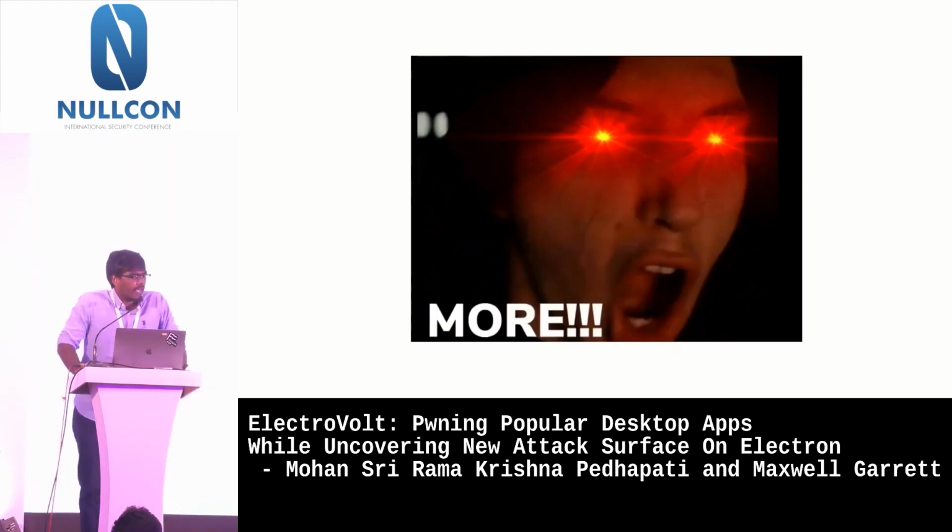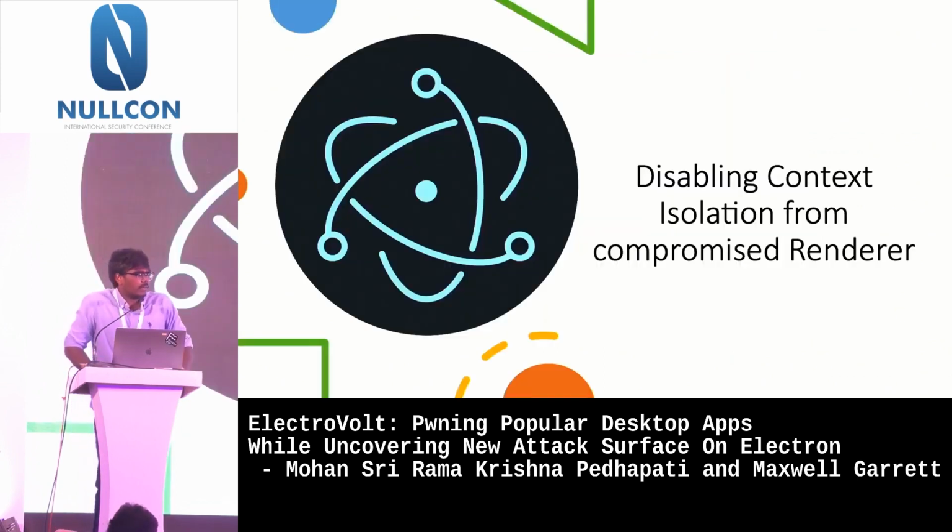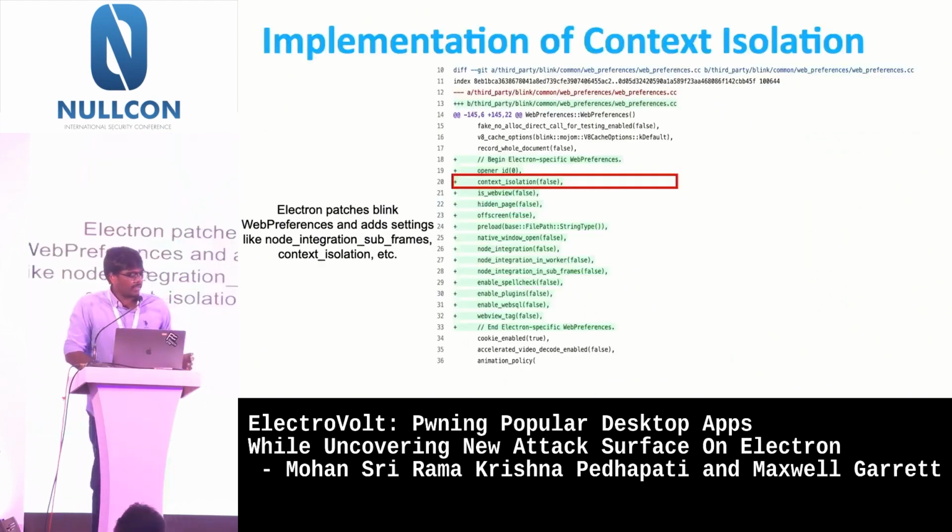So this is the final part of our talk. Let's see one more case study. Now, can we disable context isolation? Let's see. Similarly, same case. They patch the Blink web preferences and add this context isolation, and by default they set it to false.